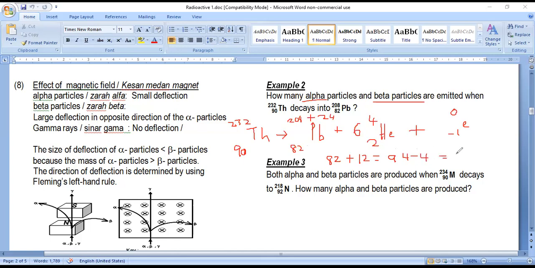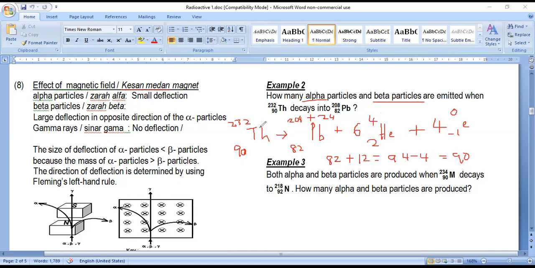So that you get back 90. So that means there must be 4 beta. So your answer will be 6 alpha and 4 beta. Now, usually why do we do the neutron number first? Because the neutron number is easy to find out, because it is 0. So it doesn't affect. The only thing that will affect is the alpha particle. So we do this one, then we do the bottom one.